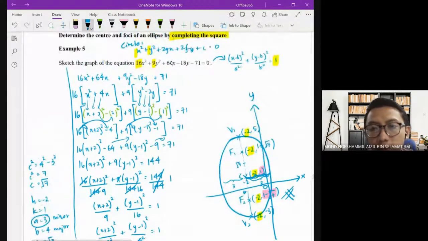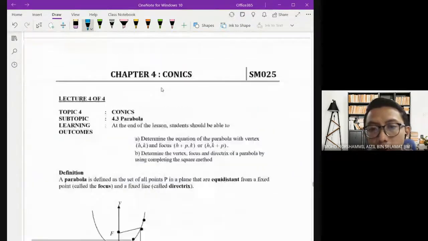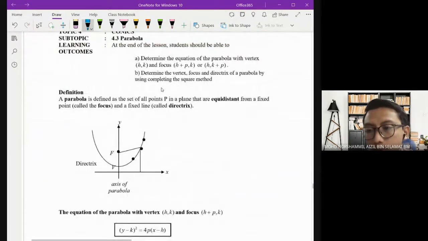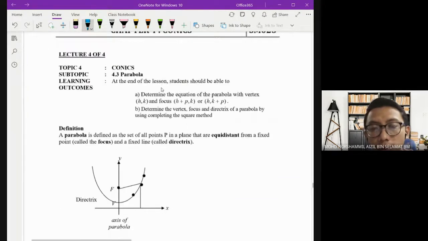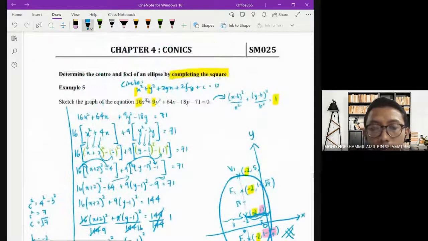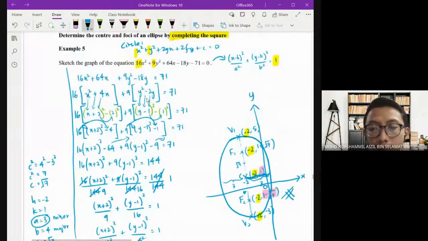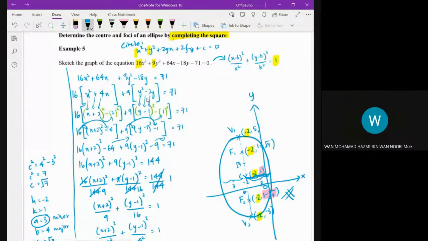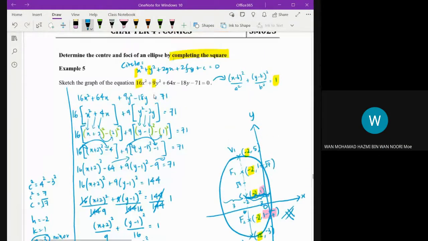Okay guys, is everything okay? So we are done with ellipse. Parabola, we don't go in yet. Parabola next class. We will go into parabola, and after that I will go into basic vector. Any question you want to ask? So far so good?